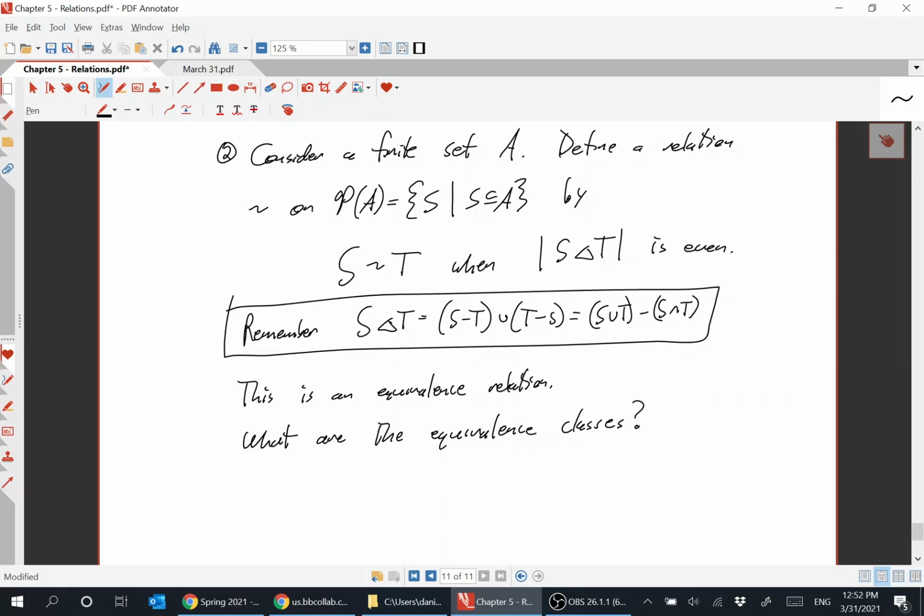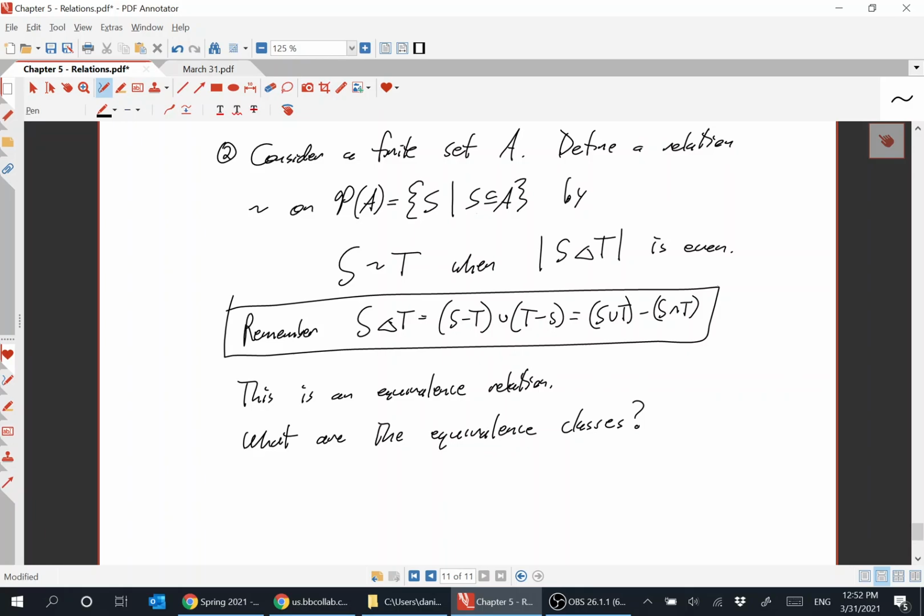Okay, showing it's an equivalence relation, reflexivity and symmetry are easy to show. Transitivity is more involved. Well, it's not that hard, but it's just more involved. But don't worry about showing it's an equivalence relation. Just assume it is. But what are the equivalence classes?